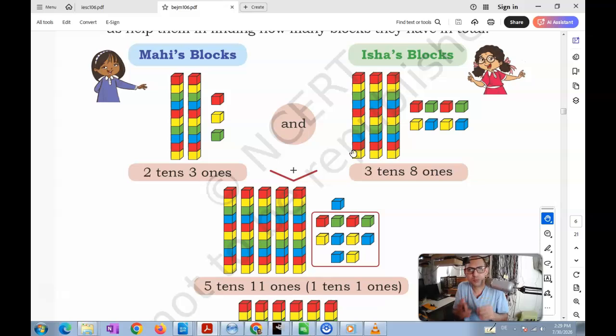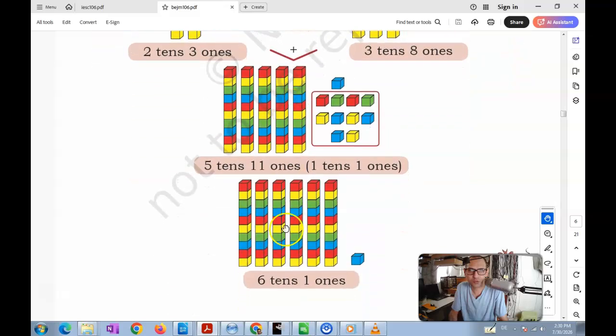You can just simply put them together, meaning that you have 3 groups of 1 and 8 groups of 1. If I put them together over here, it becomes 11 groups of 1, or 11 ones. So the 11 ones I can keep over here, and then 2 plus 3, that's 5 groups of 10. So the 5 groups of 10 I can put over here, right?